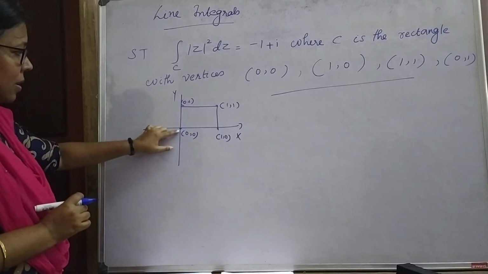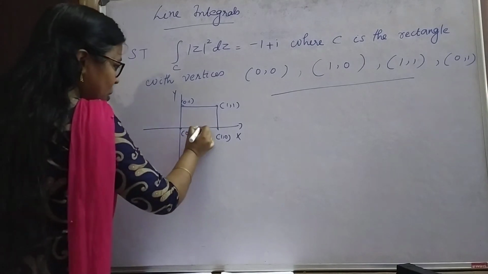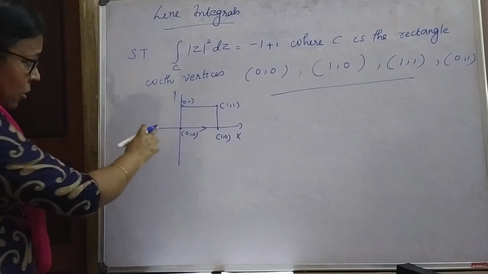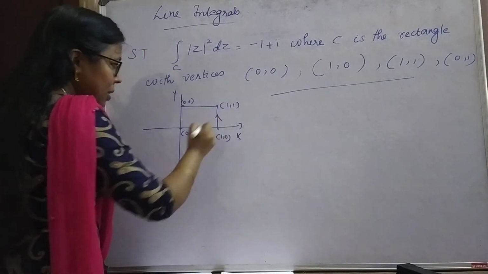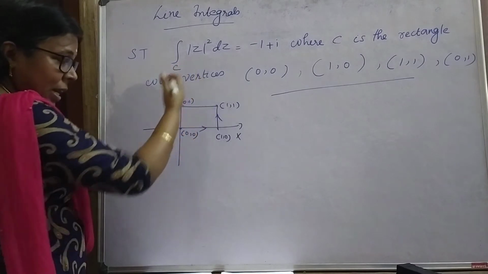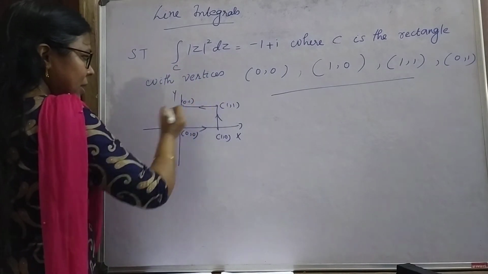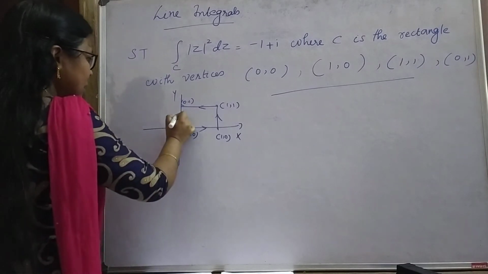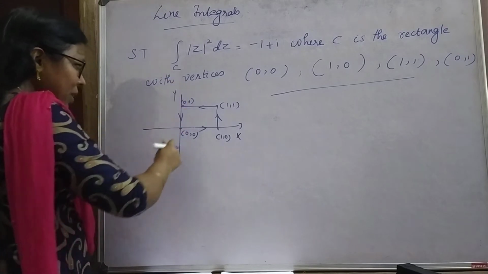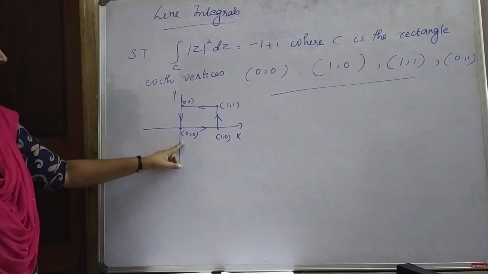Here, the path is from (0, 0) to (1, 0). Therefore, the direction is like this. (0, 0) to (1, 0). Then (1, 0) to (1, 1), the direction is upward. Then (1, 1) to (0, 1), the direction is like this. Then (0, 1) to (0, 0), the direction is downward. The direction is very important.